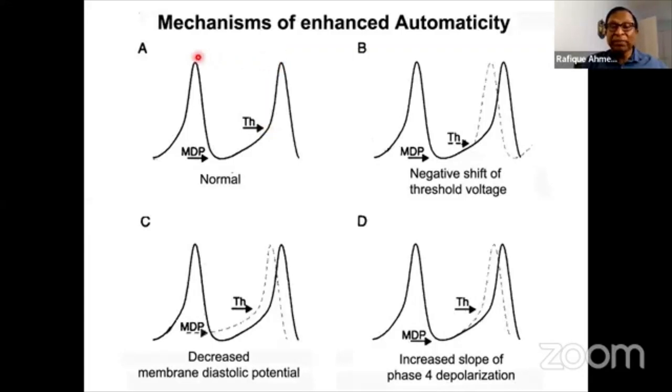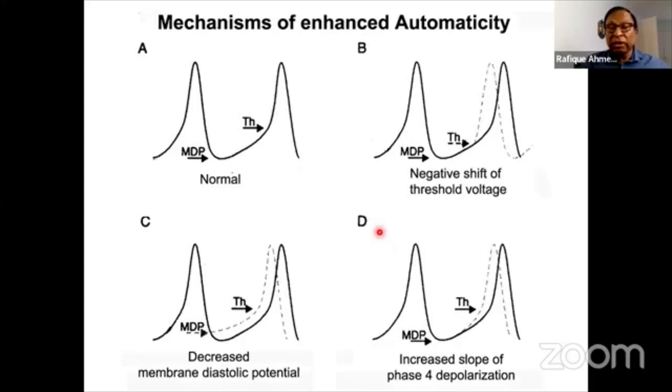For some reason, the threshold can change. Instead of firing here, if it fires here, like this dotted line, you see it gets faster. Or the maximum diastolic membrane potential can, for some reason, go up toward less negative, and that will increase the rate. Or there can be a change in slope. This funny current can change and cause tachycardia. There are different mechanisms for why this happens. Sometimes it's totally pathological.